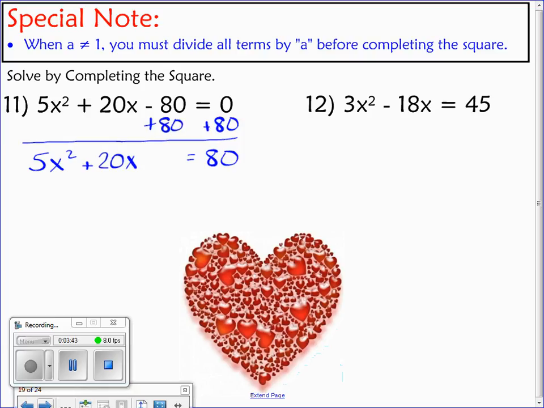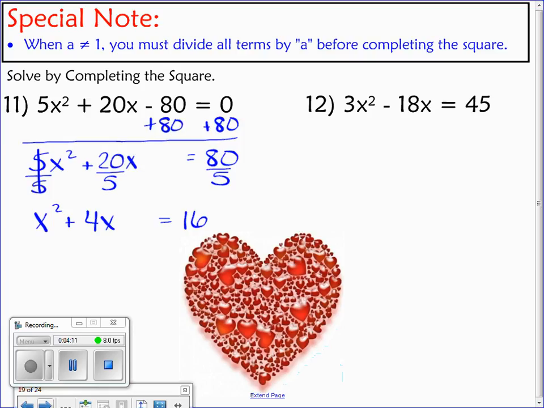What's your second step? Divide by a. Now, when you're dividing by a, we are dividing everything by a. I don't care if it goes in pretty or not. You have to divide everything by a. This one's nice. They actually all divide. So x squared plus 4x equals, is that 16? All right. Now what?